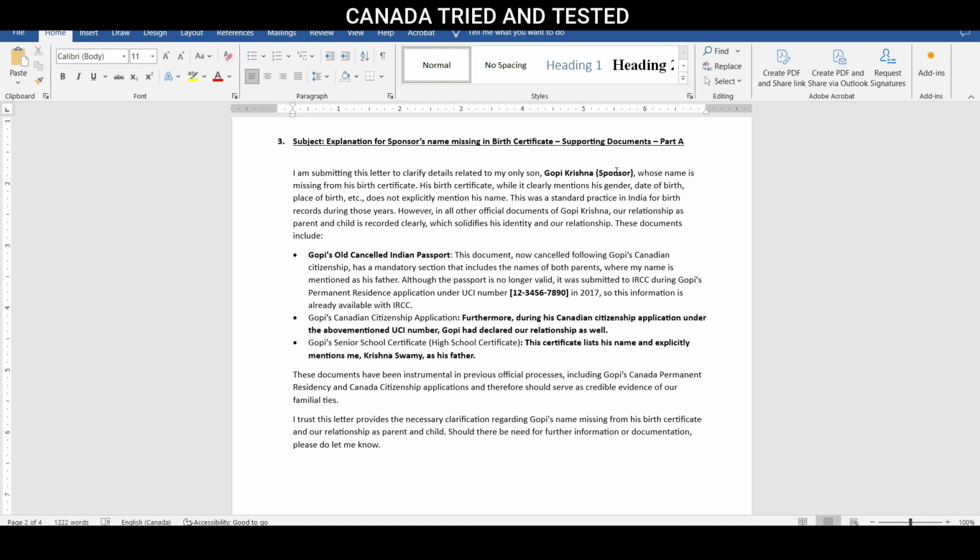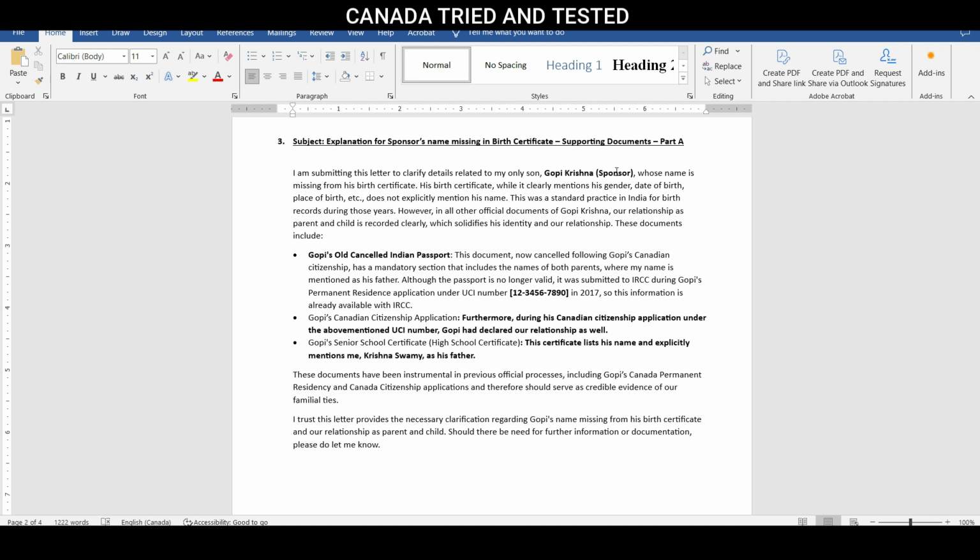Although the passport is no longer valid, it was submitted to IRCC during Gopi's permanent resident application under the UCI number in 2017. So this information is already available with IRCC. Don't worry, this UCI number is a fictitious UCI number. I have not shared any detail of mine. Furthermore, during Gopi's Canadian citizenship application under the above-mentioned UCI number, Gopi had declared our relationship as well. So this is consistent.